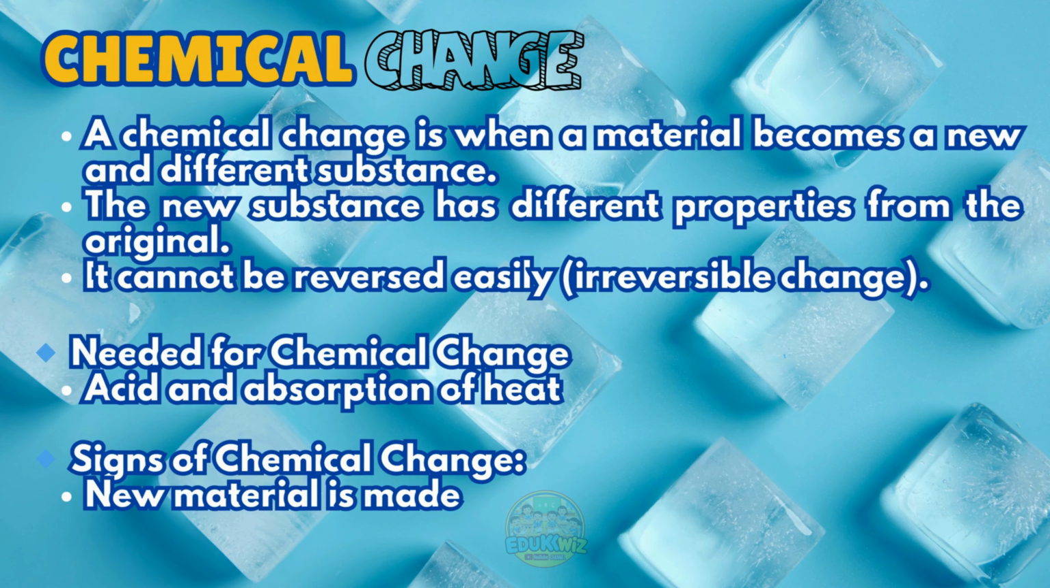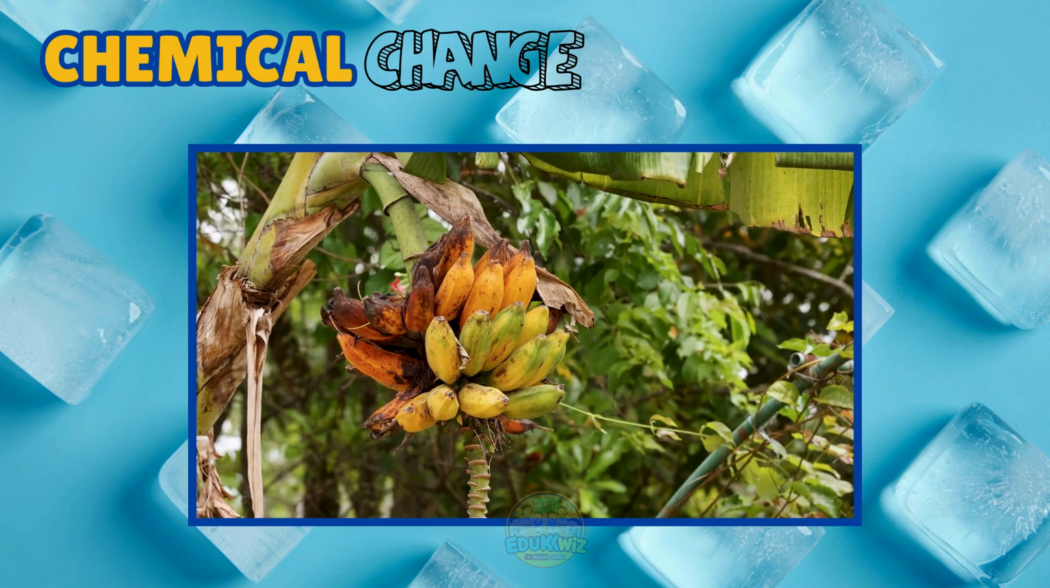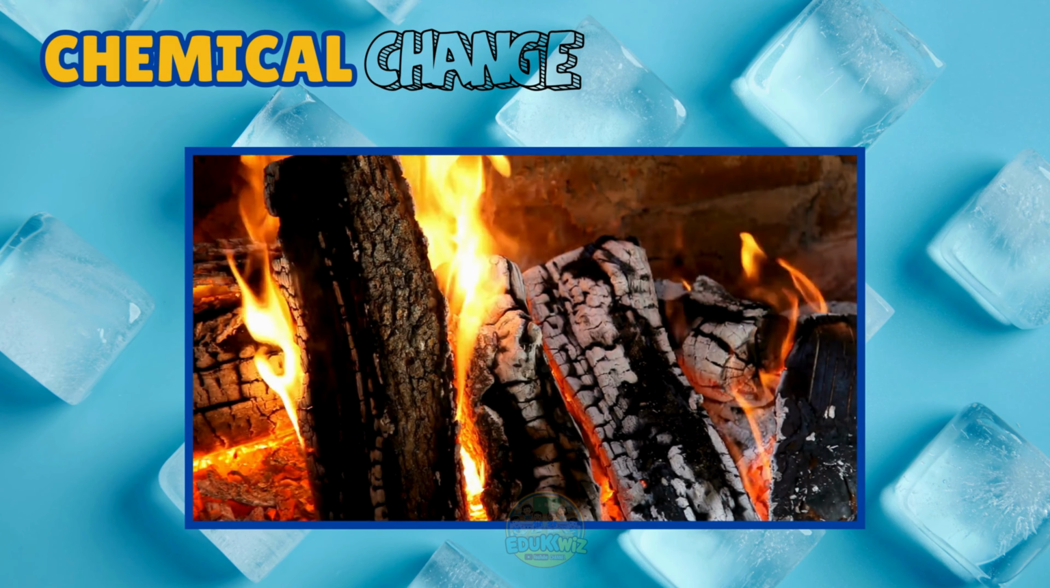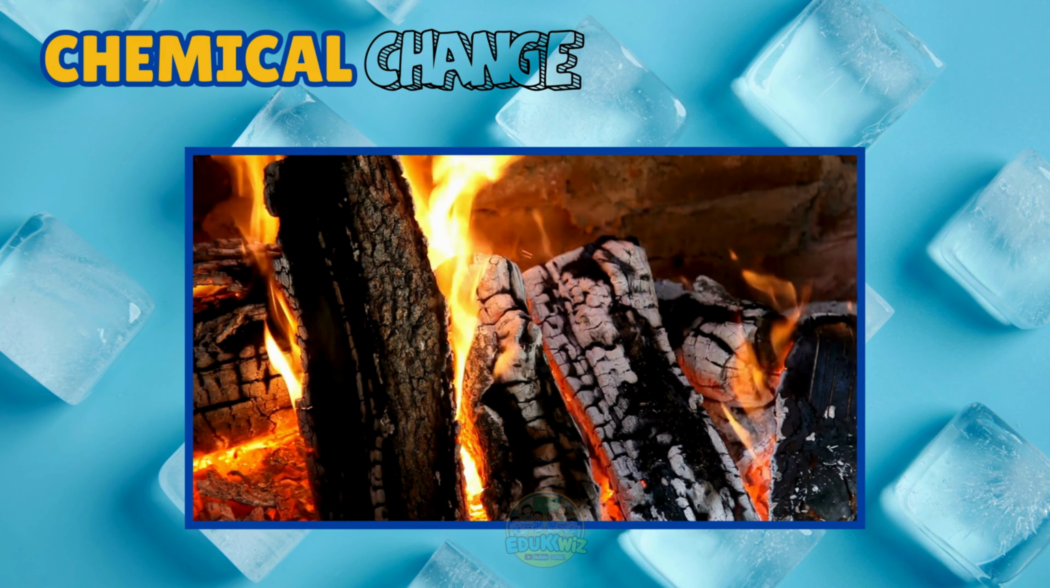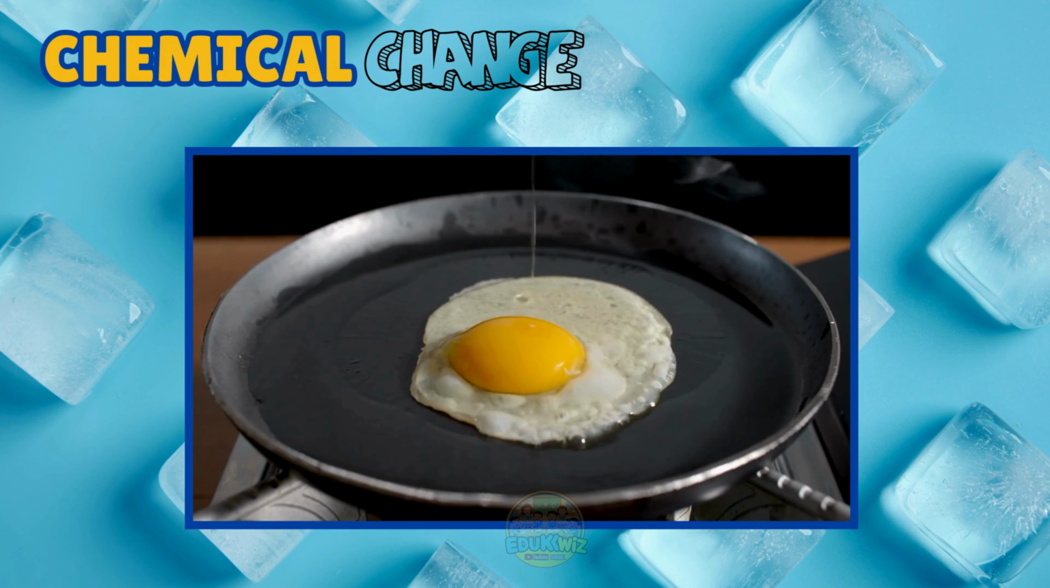Real-life examples you can imagine: banana ripening or rotting. A green banana turns yellow, then brown. Can you make it green again? No. Burning wood. Wood turns to ash and smoke. You can't turn the ash back into wood. Cooking an egg. The egg white turns solid. Can it become runny again?